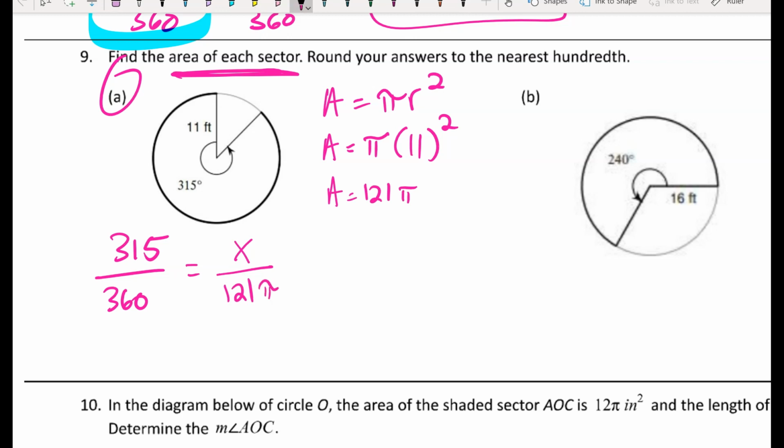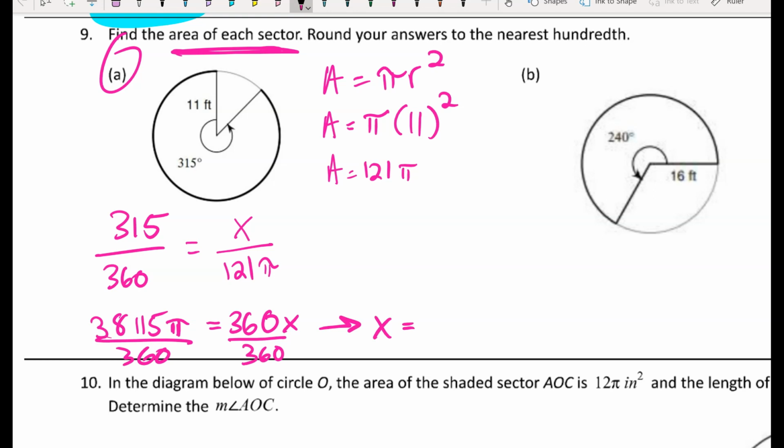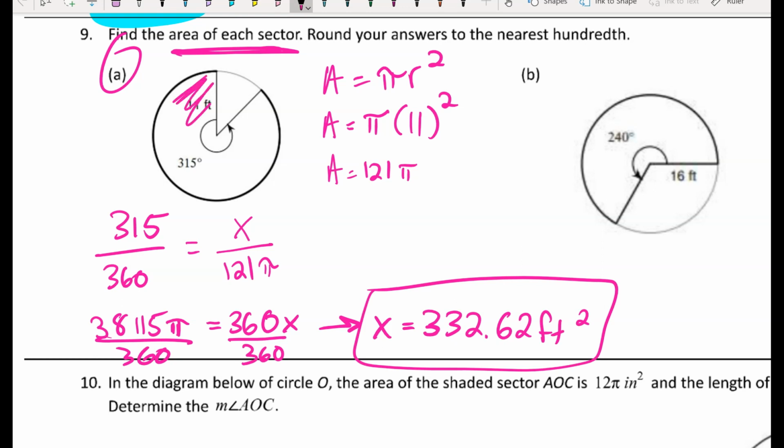Again, I'm going to cross multiply. 315 times 121 is 38,115. Again, if you want to multiply the pi and have all those decimals there, be my guest, because we're going to have to round anyway. But to me, it's easier to just write it in terms of pi, and then type it all into my calculator at the end. So when I type that all into my calculator, I just get 332.62 feet squared, because it's an area.